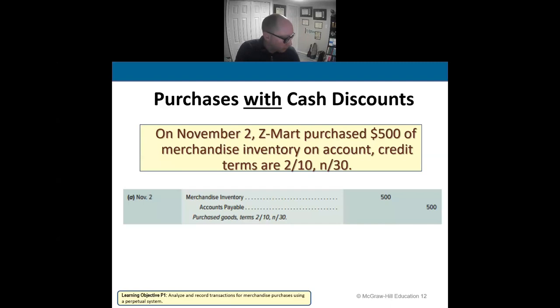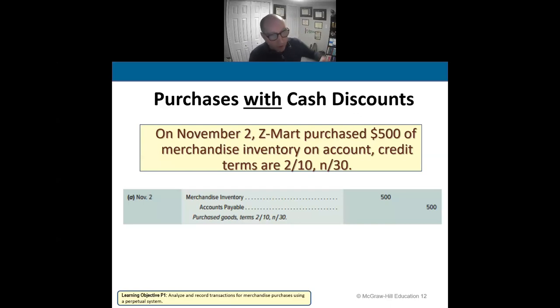So here's how it works. My candy guy comes to me, he goes, hey, listen, I'll sell you the same thing. Great. Pay me within 30 days. But if you pay me in the first 10 days, I'll give you a 2% discount. So he hands me the invoice. The invoice says $500 candy, has his information, my information. And at the bottom, it says terms, 2/10 net 30.